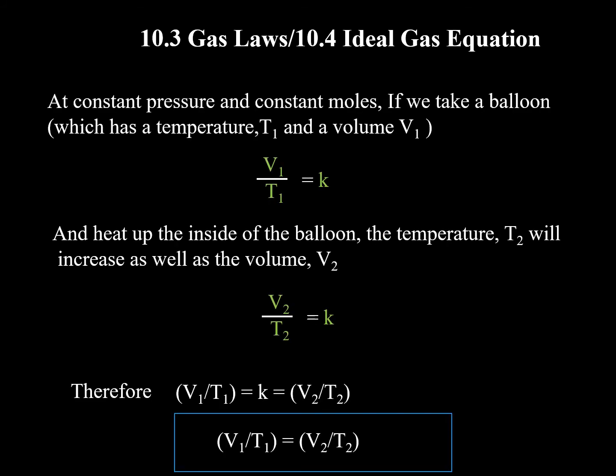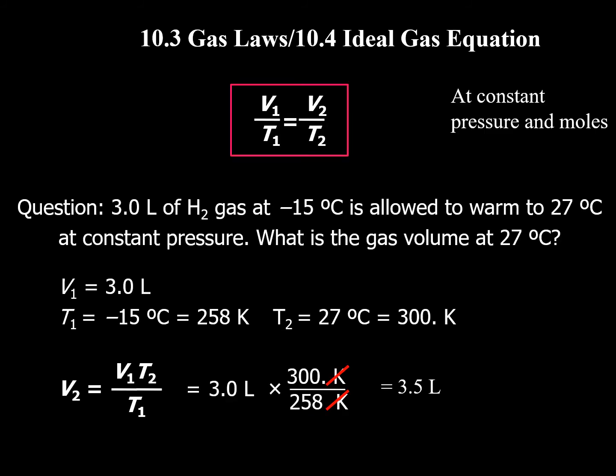So as I just said, if we have an initial situation of a balloon, and then we did something to the balloon, and the situation changed, we will get this relationship: V1 divided by T1 equals V2 divided by T2. So let's try to apply this in a question. 3.0 liters of H2 gas at minus 15 degrees Celsius is allowed to warm to 27 degrees Celsius at constant pressure. What is the gas volume at 27 degrees Celsius?